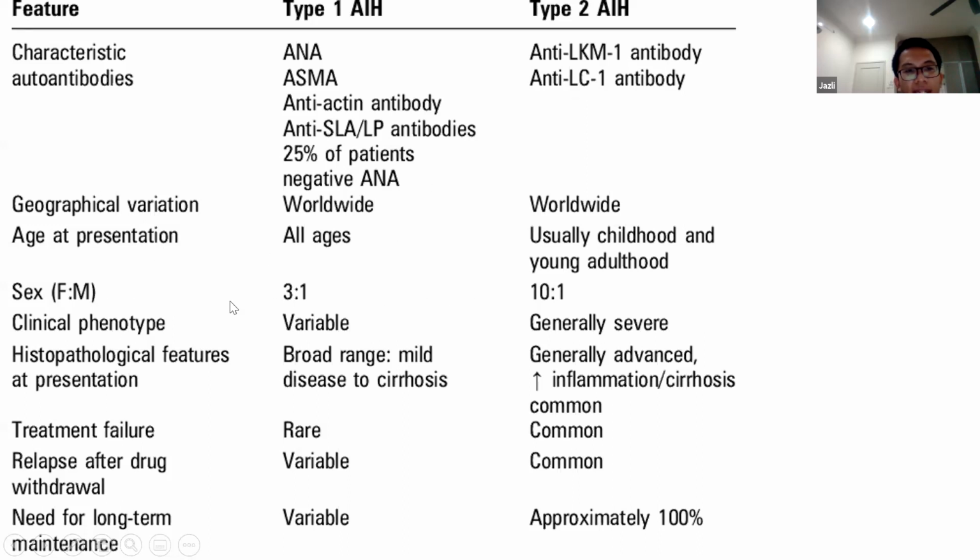The features are rather similar. Type 1 is 3:1 female to male, but type 2 is more prevalent in females, which is 10:1 compared to boys. Treatment failure is quite poor in type 1, unlike in type 2. In terms of relapse on drug withdrawal, it is also variable compared to type 2. But the most important thing to highlight is the characteristic autoantibodies, because even in IM, this is the way to differentiate these two, which is quite highlighted.